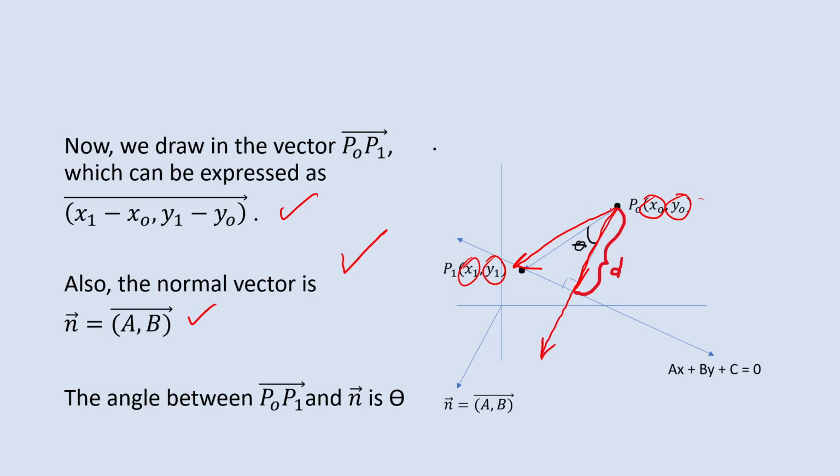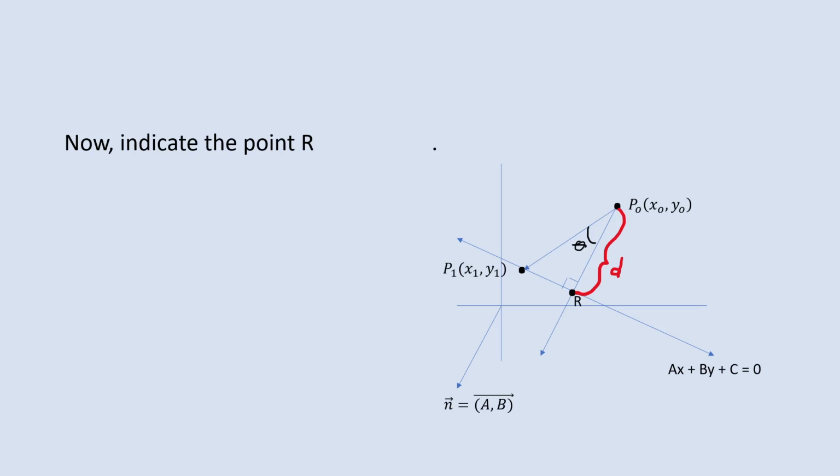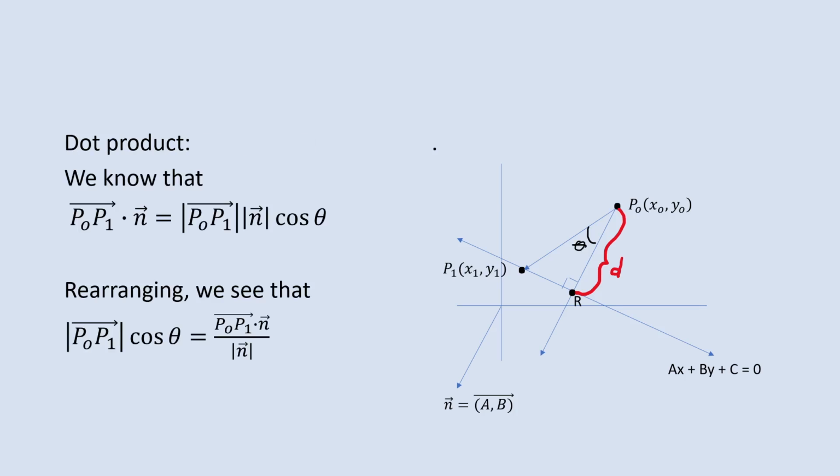Now the angle between the vector P naught P1 and the normal vector is given by theta. And we're going to indicate the point R to be the point on the line which represents the shortest distance from P naught to the line. Now, we know that P naught P1 dotted with the normal vector is the magnitude of P naught P1 times the magnitude of the normal vector times the cosine of theta. That's just by the definition of dot product.